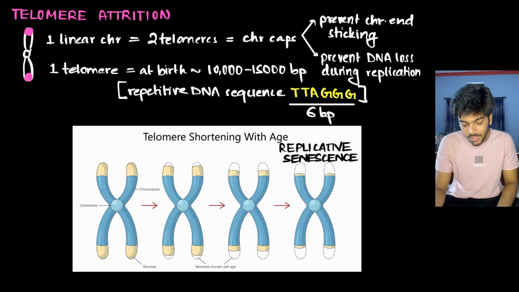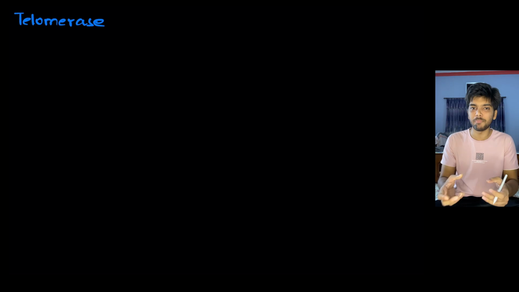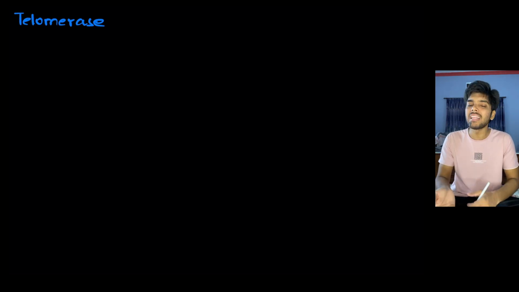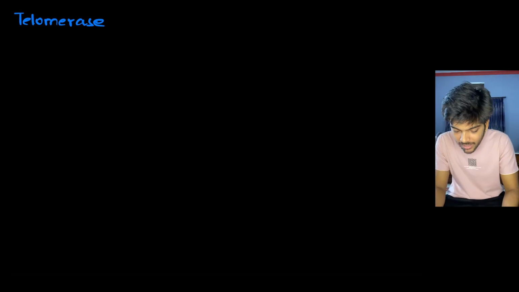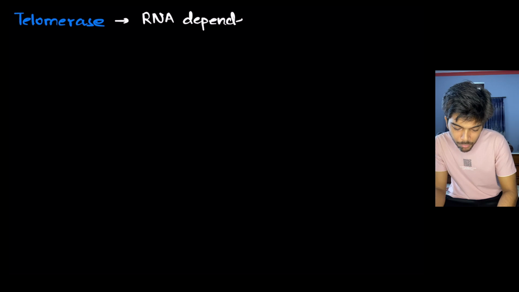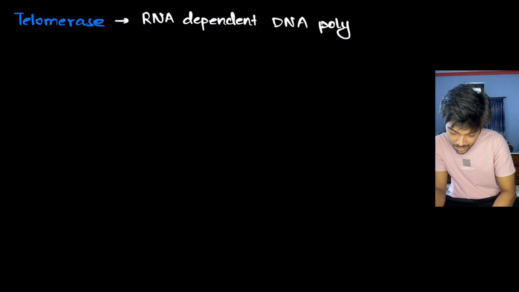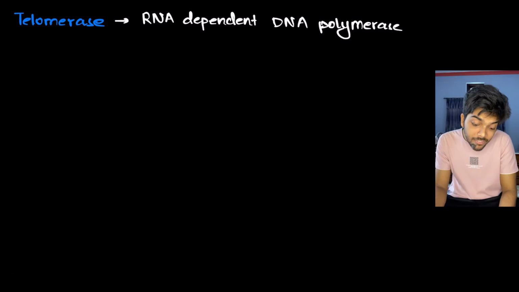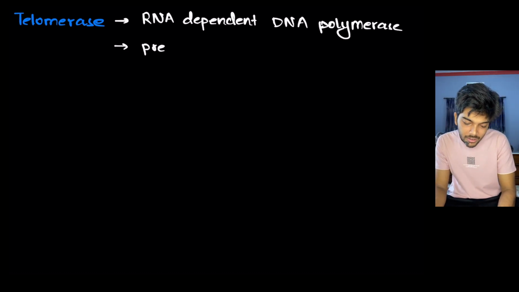Okay, but then there is a special enzyme by the name of telomerase. Even though it has an "ase" at the end and it seems as if telomerase is responsible for breaking down telomere, it's actually quite the opposite. Telomerase is an RNA dependent DNA polymerase, and the function of telomerase is actually to prevent telomere shortening.